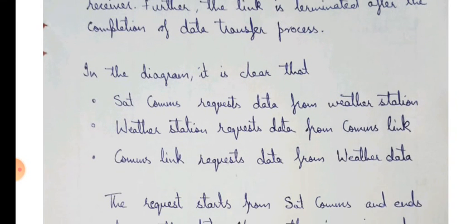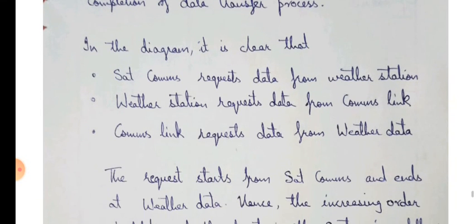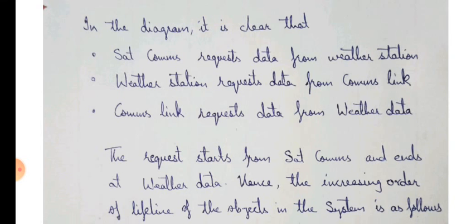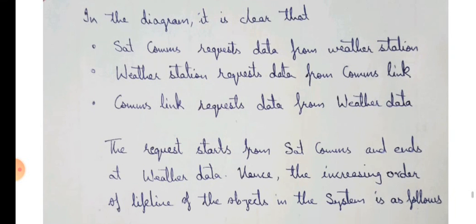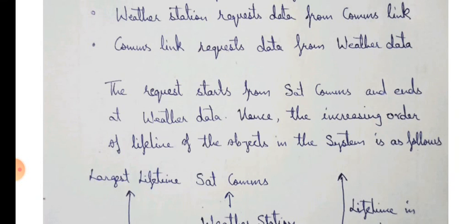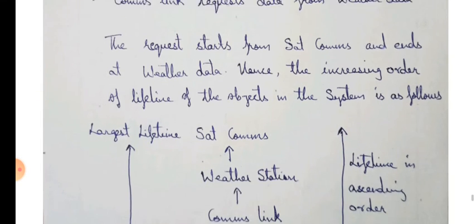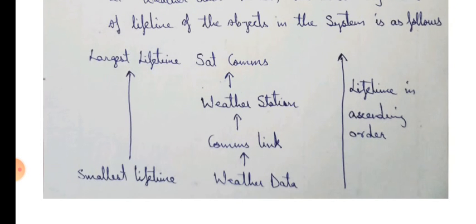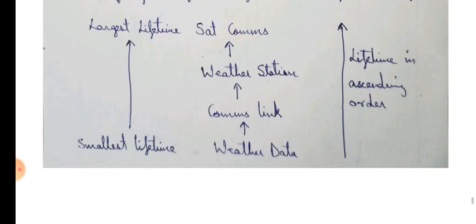In the diagram, it is clear that satellite communications requests data from weather station, weather station requests data from communication link, and communication link requests data from weather data. The request starts from satellite communications and ends at weather data. Hence, the increasing order of lifeline of the objects in the system is as follows. Weather data to communication link to weather station to satellite communications. That means the largest lifetime is of satellite communications and the least lifetime is of weather data.